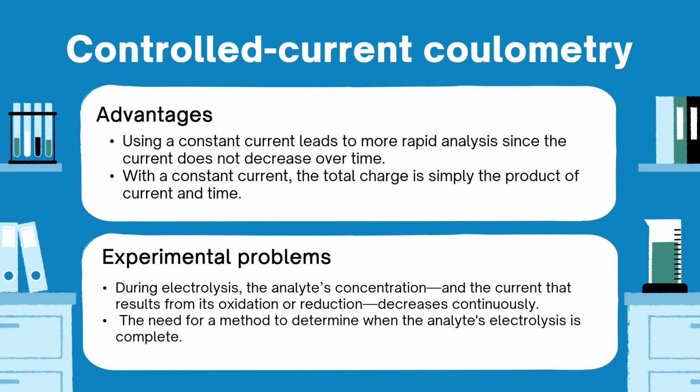In a controlled potential analysis, we know that electrolysis is complete when the current reaches zero, or when it reaches a constant background or residual current. In a controlled current analysis, however, the current continues to flow even when the analyte's electrolysis is complete. A suitable method for determining the reaction's endpoint is needed.